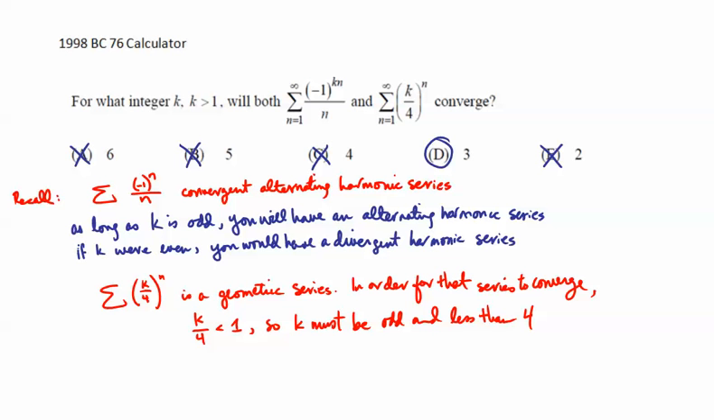So again, in the end here, k has to be odd and has to be less than 4. And so only k equals 3 works in that case. And so the answer is D.